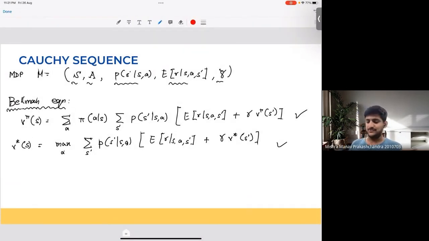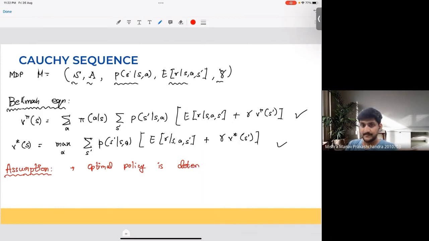You have certain assumptions you make in this proof. I'll just list them down. There are a bunch of assumptions. The first assumption is that the optimal policy is deterministic. What we mean by that is my policy pi of a given s is simply pi of s, because the action that I take is deterministic. So all other pi of a given s become 0.